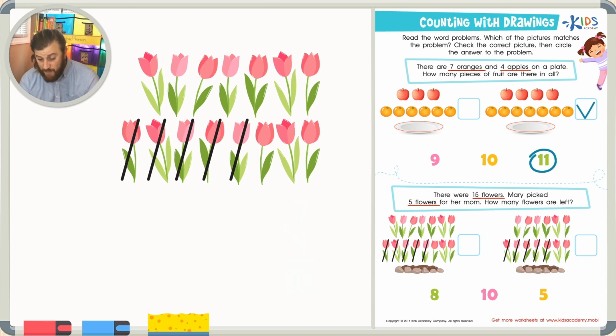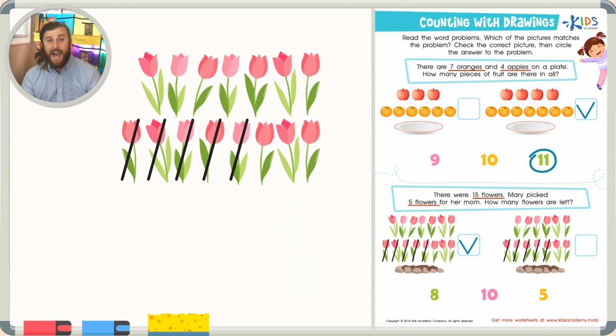But I also know that she picked 5 flowers for her mom. And when you pick something, that means you're taking it away from the bunch. So let's see if there are 5 flowers that are crossed out in this first picture. 1, 2, 3, 4, 5. There are 5 flowers that are crossed out. So this picture does match the word problem. Let's go ahead and check this picture.